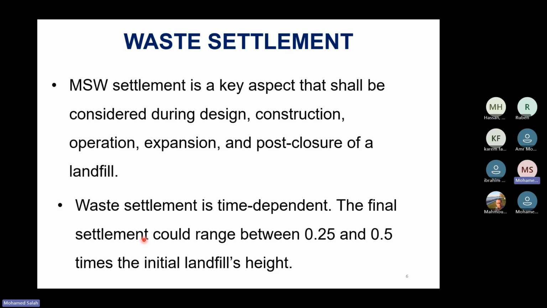Waste settlement is time-dependent, and the final settlement value was found through previous studies to range between 0.25 and 0.5 times the initial landfill height. And for sure, this range varies from the minimum boundary to the upper boundary. It depends on the different factors that I just mentioned, the operation, the composition of the waste, and other factors.